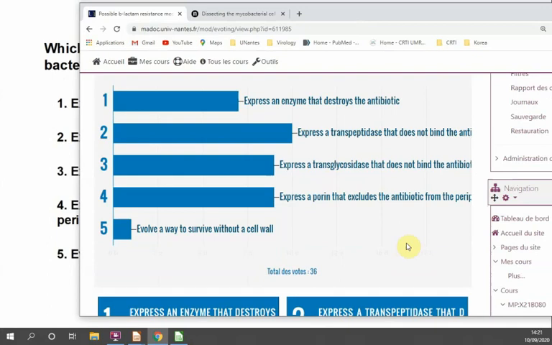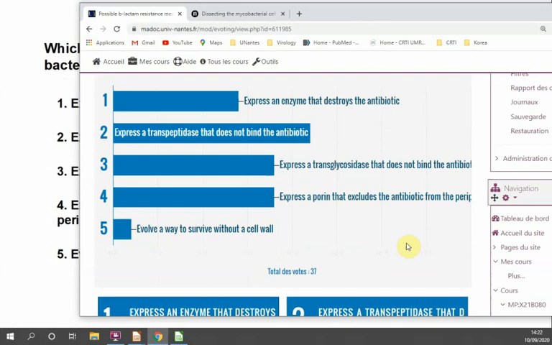So here's the answers. Okay, so we'll start with this one. Number 5, evolve a way to survive without a cell wall. Yeah, this is what mycoplasma do, but this is not really available for most bacteria. They can do this because they're parasitic, they live on eukaryotic cells, they can get cholesterol. Most other bacteria cannot do this. So this is basically no, not really feasible.